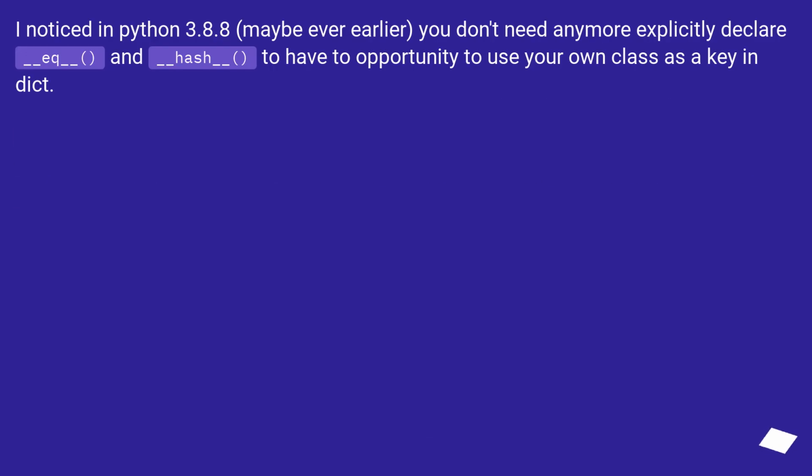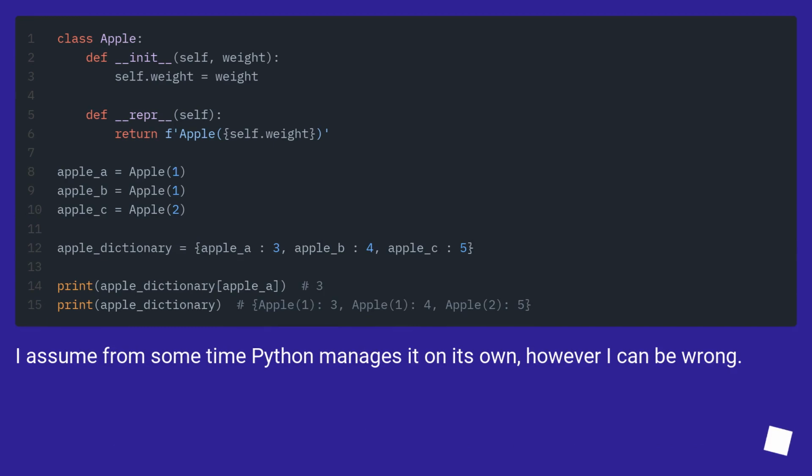I noticed in Python 3.8.8, maybe even earlier, you don't need any more to explicitly declare __eq__ and __hash__ to have the opportunity to use your own class as a key in a dict. I assume from some time Python manages it on its own, however I can be wrong.